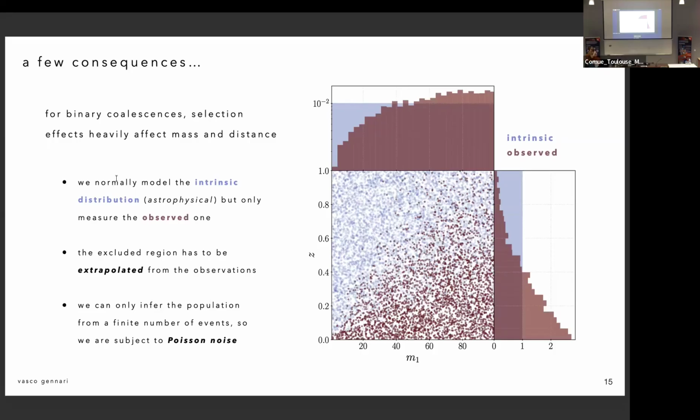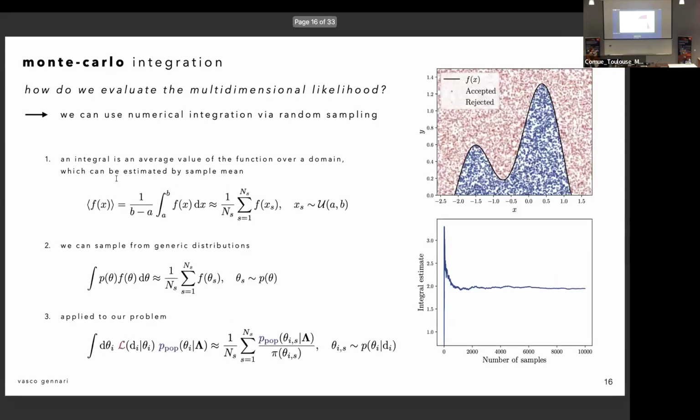Last thing is that we have a finite number of observations. An actual distribution is defined by an infinite number of events. Here we only have a finite number. That means we are subject to Poisson noise, like a specific realization of the population. This is something that is taken into account in the likelihood I showed you before. But this is also a property that can make a difference for small catalogs.